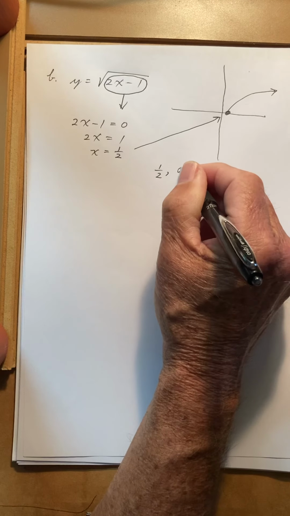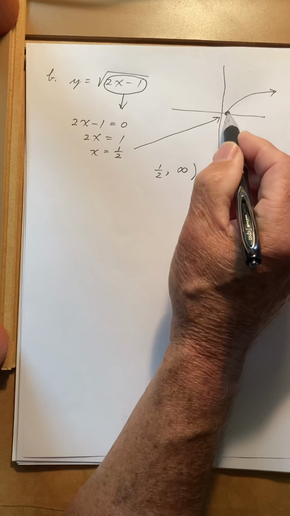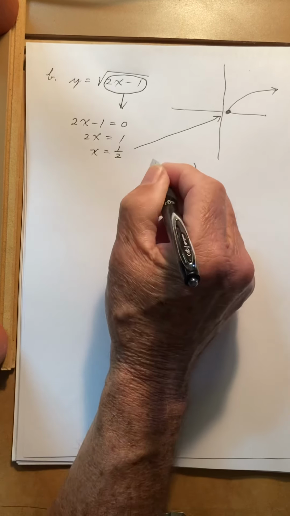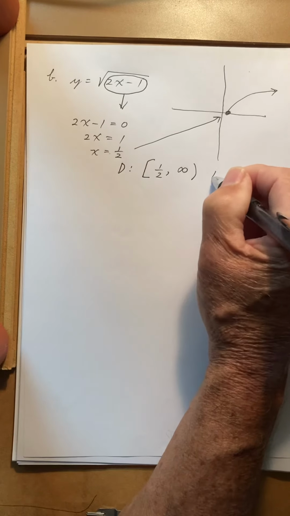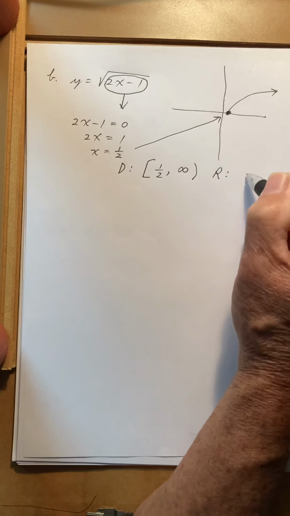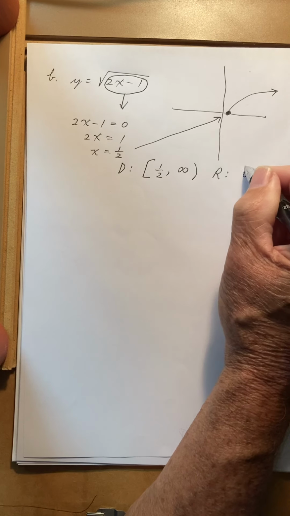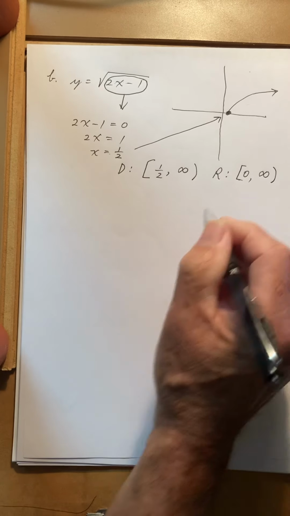and it goes continuously to the right to positive infinity. Infinity always has a parenthesis. Since 1/2 is included on the graph, because it's equal to 1/2, we make that a square bracket. So that's the domain. The range obviously starts at 0 right here, and it goes up to positive infinity. So 0 is on the graph, so we'll make it a square bracket, and parentheses for the infinity.